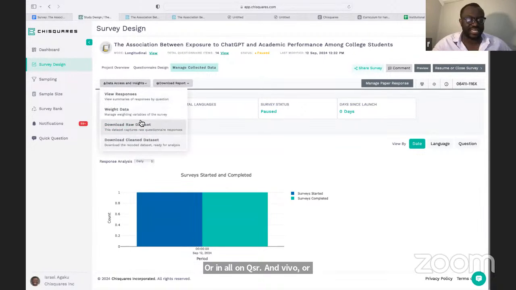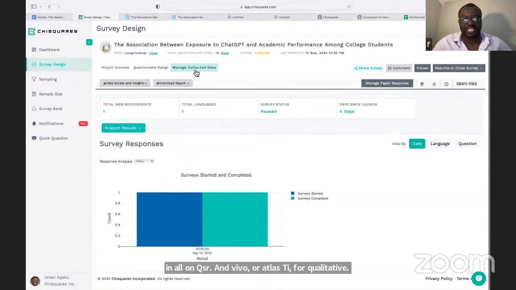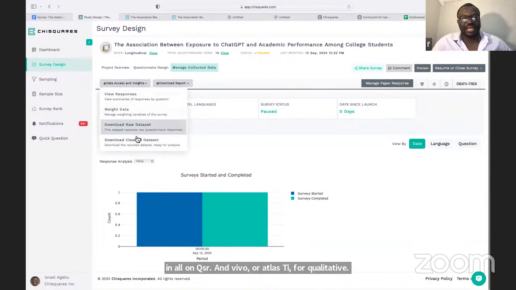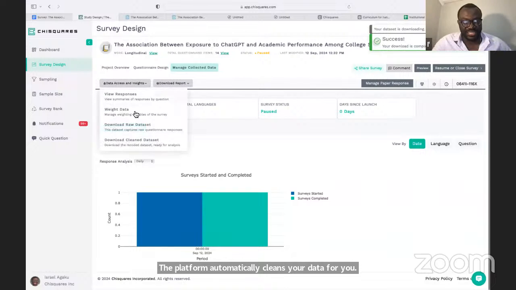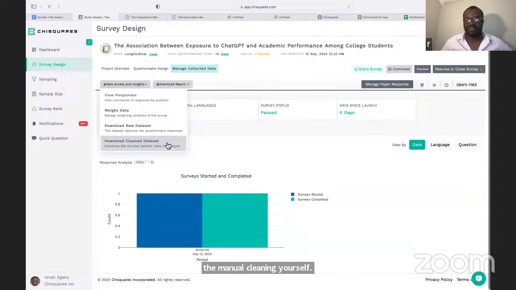Yeah, of course. You can download the data here. You just come to manage collected data and you come to data access and insights. The platform automatically cleans your data for you. So you can choose to download the clean data sets, or you can choose to download the raw data sets and do the manual cleaning yourself. Either way, you can download however you want.